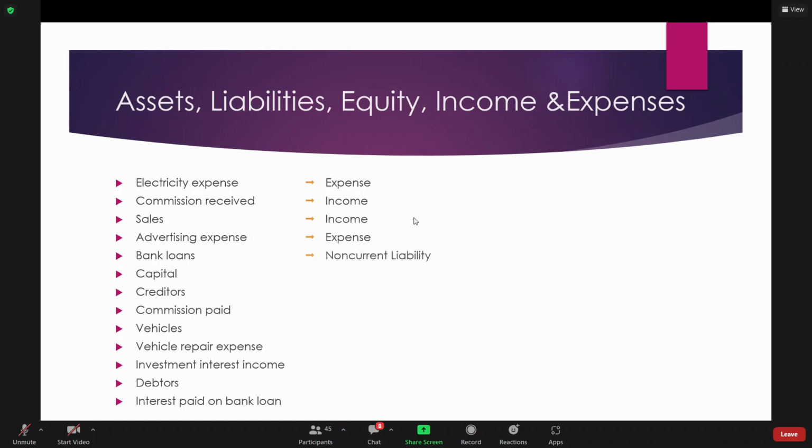Liability. Non-current liability. Let's say if it's a long-term loan, non-current liability. Capital. Asset. What else? Equity. That is what the owner is putting into the business, so it belongs to the owner. Okay, it's equity. Creditor. Liability. Asset. Creditor. Asset or liability, or income or expense or equity. Creditor. Liabilities.